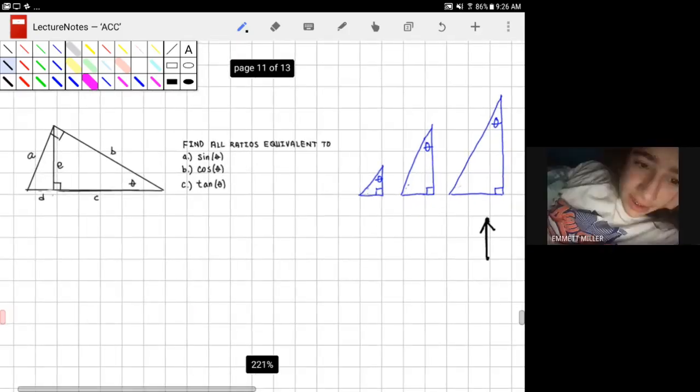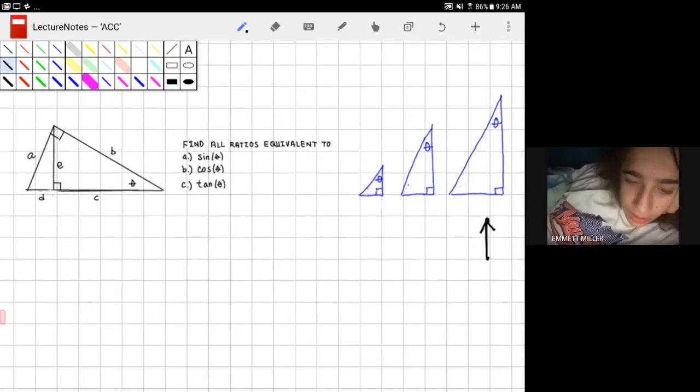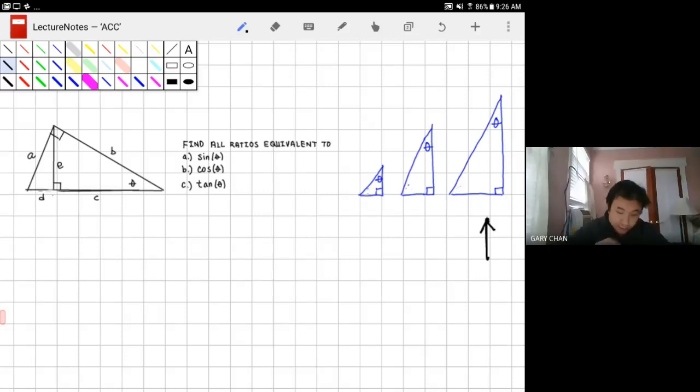Emmett, do you have an idea? Say that again. C plus D. I would totally agree. Diana, do you understand why it's C plus D?